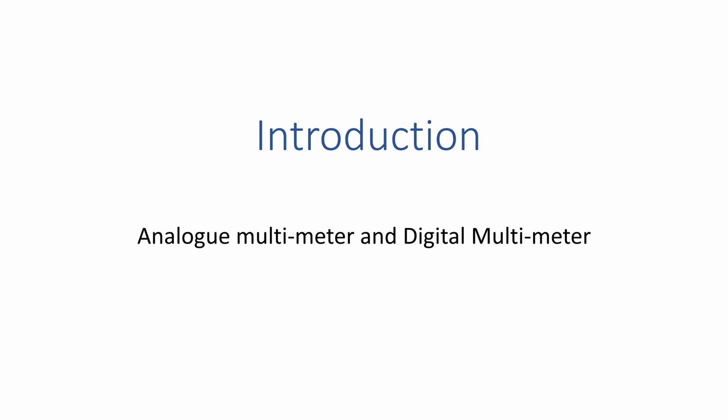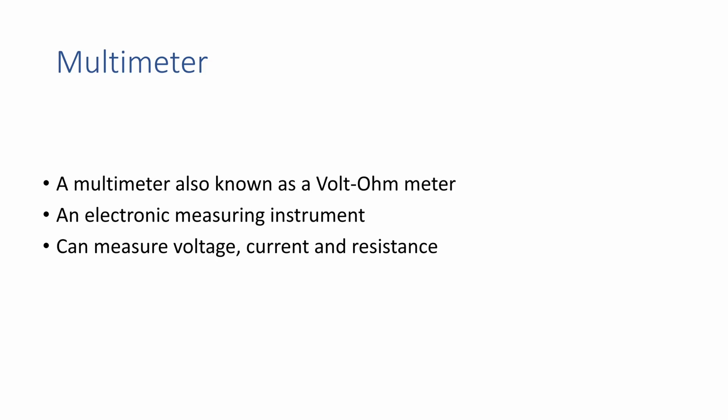Today I will introduce an important tool in electrical engineering, the multimeter. And the multimeter has two types of them. One is the analog multimeter, and the other one is the digital multimeter. So a multimeter or a multitester, we can also call it a volt-ohm meter. A multimeter is an electronic measuring instrument that can measure voltage, current, and resistance.